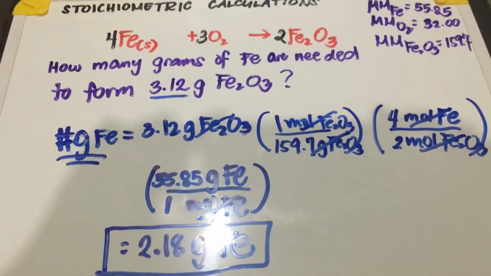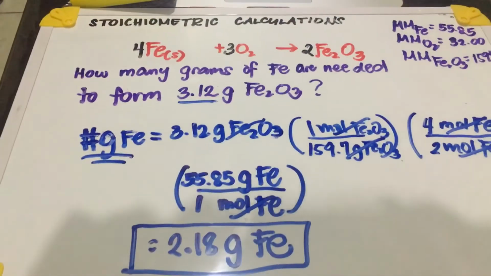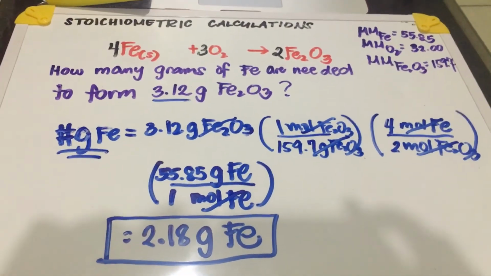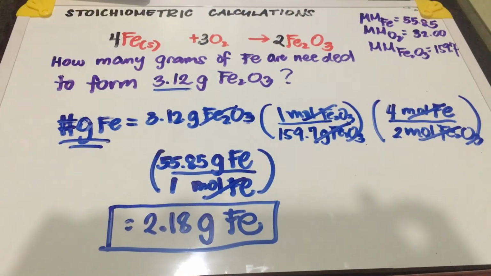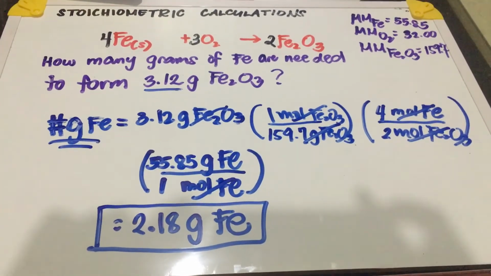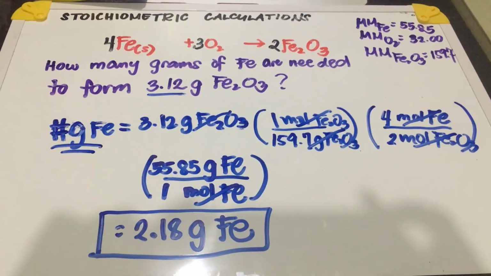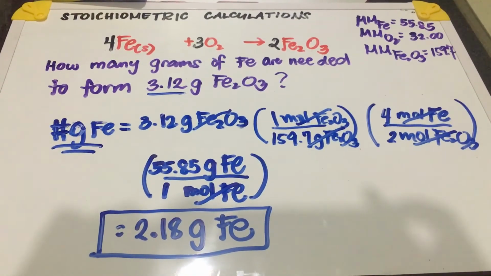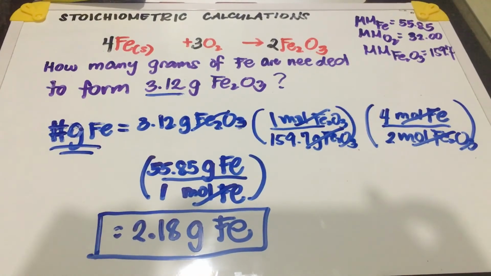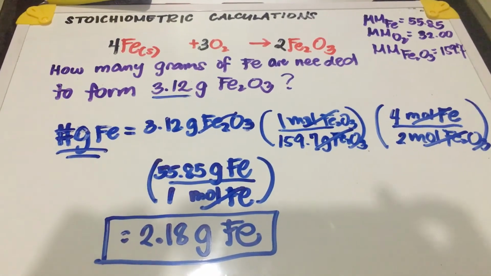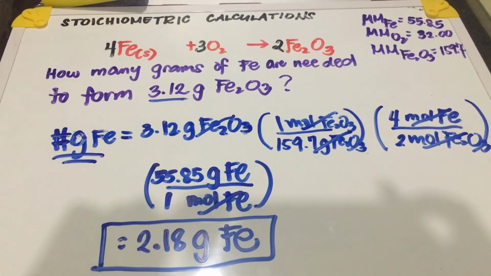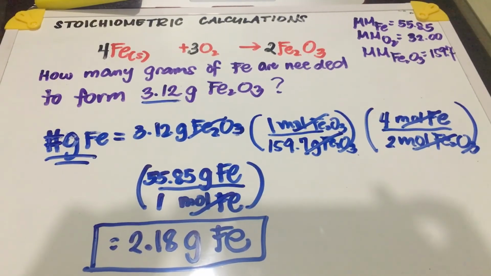Maybe take a little time to reflect on how it was obtained. Take note, be careful with the mole ratios, and be careful with the molar mass. Again, in giving the molar mass, do not multiply it with the coefficient in the balanced equation.